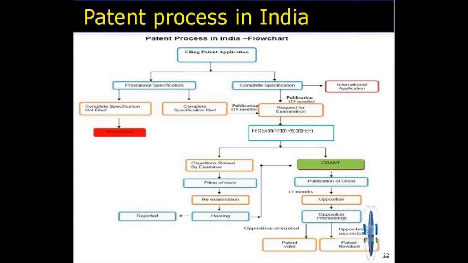This is a flow chart of filing a patent in India. As I mentioned, there are mostly two types of application: one is provisional and one is complete specification. You have to keep in mind that if you are filing a provisional specification, within 12 months you have to file the complete specification.